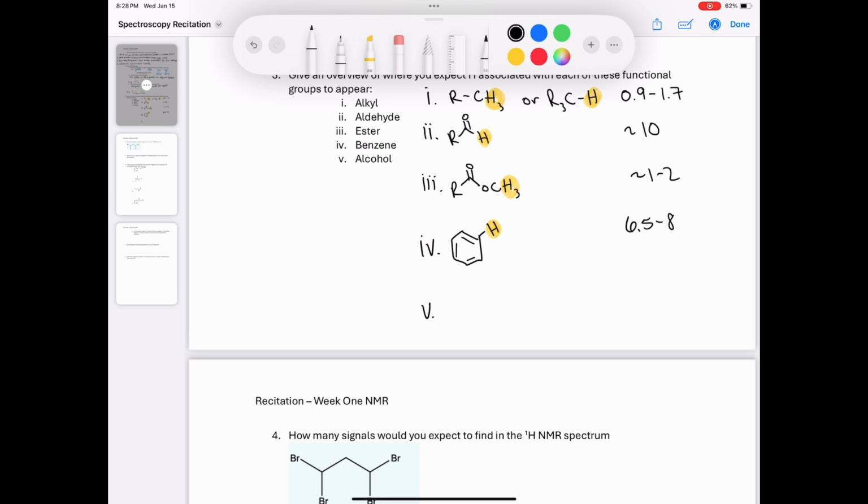And finally, we have alcohol, which is a proton attached to an oxygen, so this is a relatively polar bond, so the proton is going to be deshielded, and these are going to show up between about 2 to 5 parts per million.